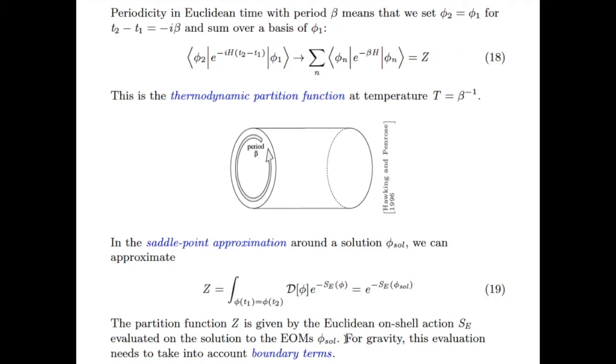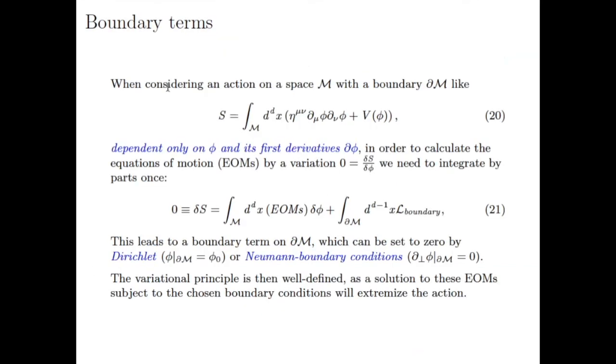So for gravity, if we want to calculate the value of the on-shell action of the Schwarzschild black hole, the Euclidean Schwarzschild black hole, we have a problem because we need to take into account boundary terms. So let me quickly explain where these boundary terms come from. Suppose you have a space M which has a boundary del M. Here, this is a simple example, just a scalar field with a kinetic term and a potential. Obviously, this depends only on phi here and the first derivatives of phi.